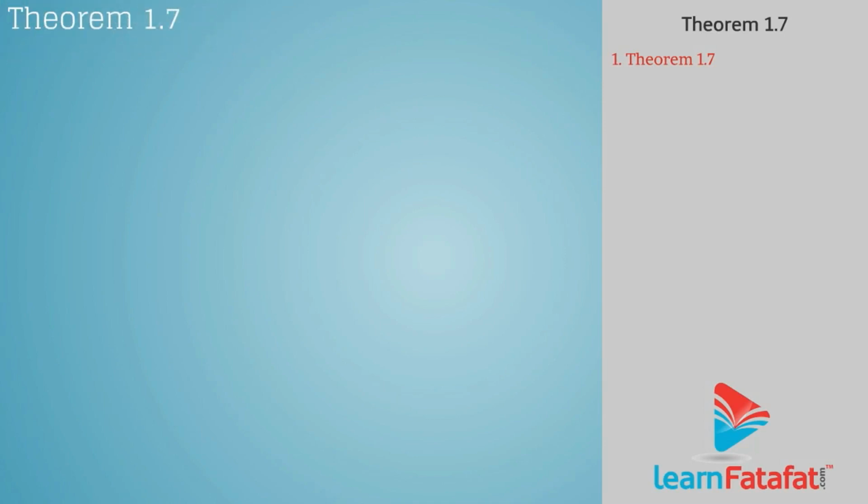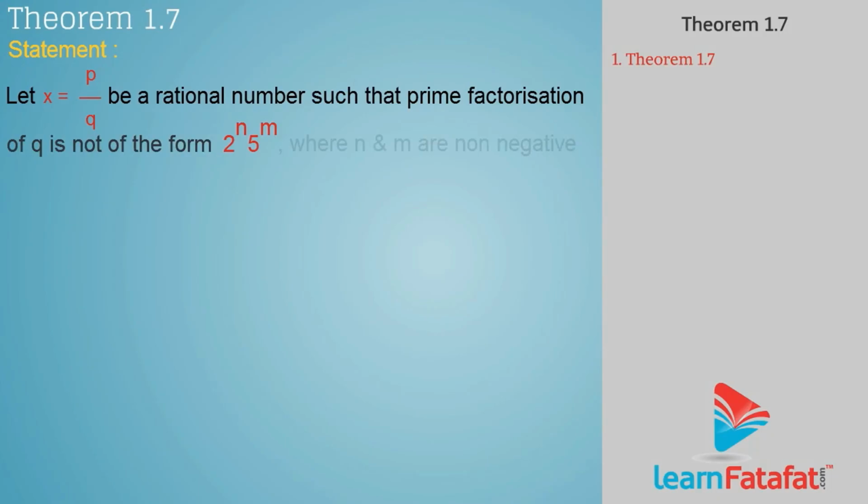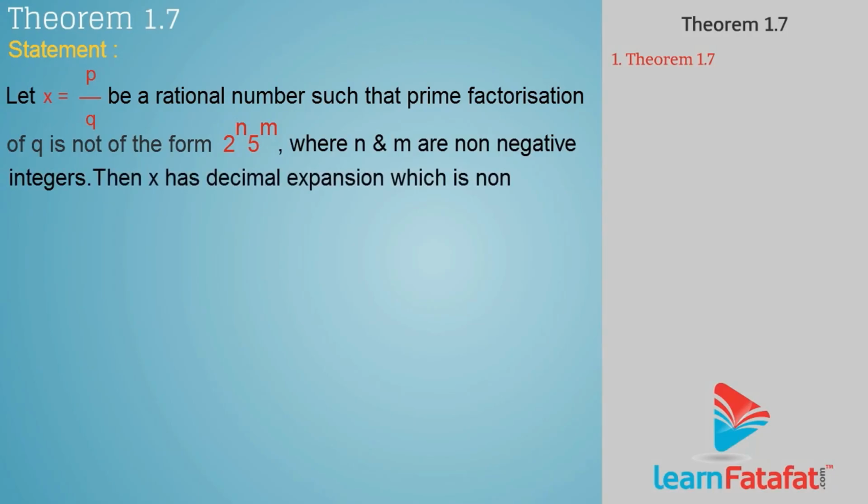Theorem 1.7. Statement. Let x = p/q be a rational number such that the prime factorization of q is not of the form 2^n × 5^m, where n and m are non-negative integers. Then x has a decimal expansion which is non-terminating repeating.